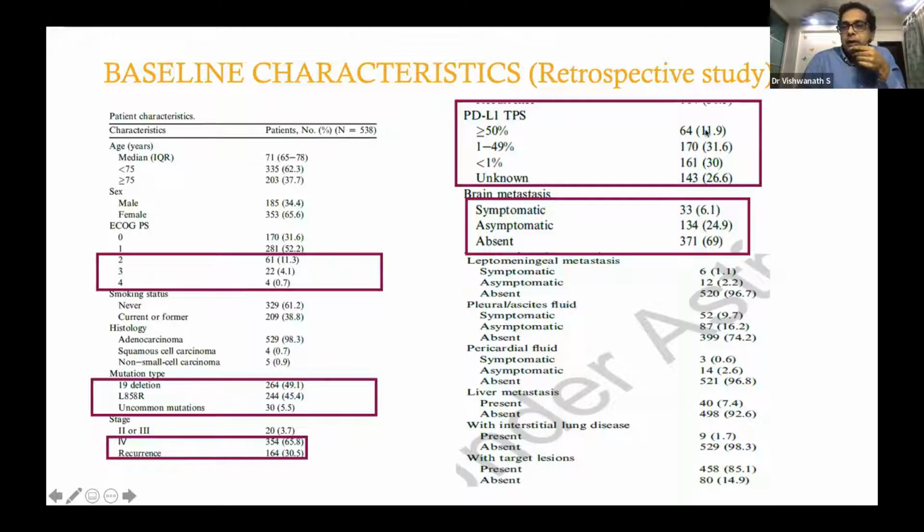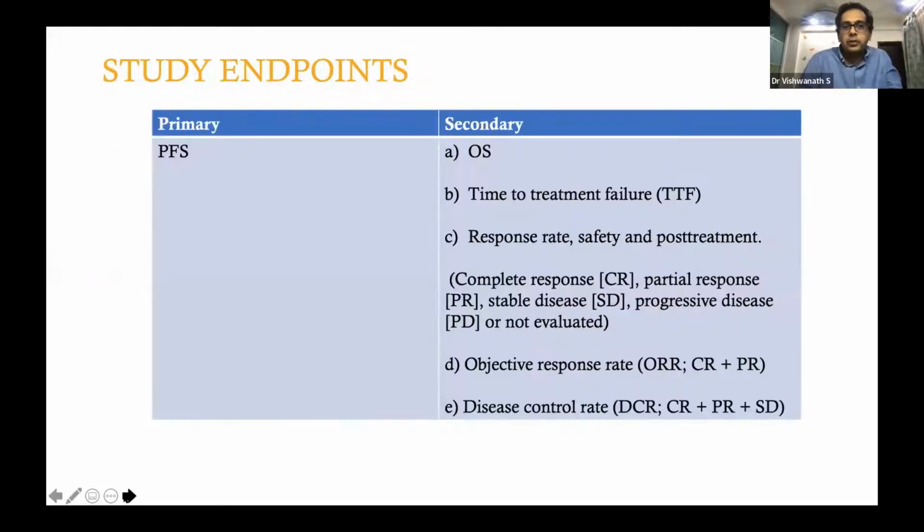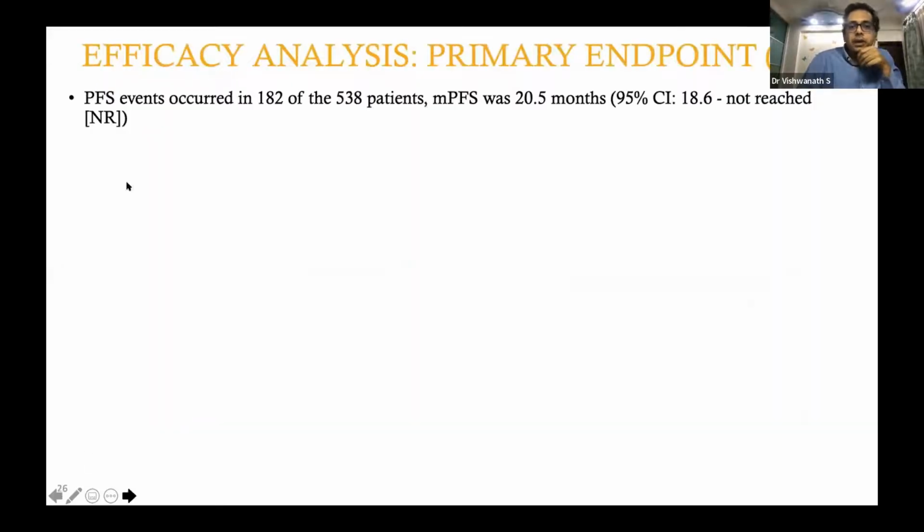And also they stratified based on the PD-L1 status. And you can see that those who had 50% or more PD-L1 were close to 12%, 1 to 49% were 31.6%, less than 1% were 30%, and 26.6% had unknown PD-L1 status. And again, if you add up the asymptomatic and symptomatic brain mets, 30% of them had brain metastasis, which was higher than the around 20% seen in the FLORA trial. And what was the study endpoint? The primary was the PFS, and the secondary endpoint was the OS, and the other usual endpoints, including the treatment failure. And in the efficacy analysis, PFS events occurred in 182 out of 538 patients.